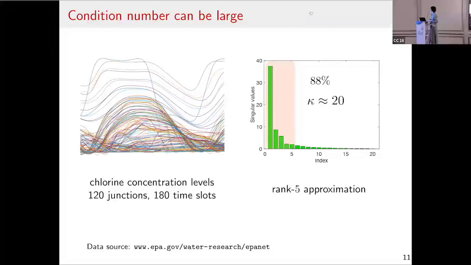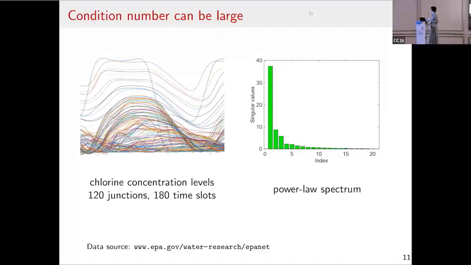number. Instead of going through all the possible applications, let me just show you one toy data example to illustrate this issue. Imagine you have a data set I downloaded from some website that measures chlorine concentration levels across 120 junctions over 180 time slots. So this is really just a data matrix of size 120 by 180. And indeed, as we have been predicting, many of the data have near-low-rank structures, which can be manifested by plotting the spectrum in this decay form. So it has this so-called power law decay spectrum.